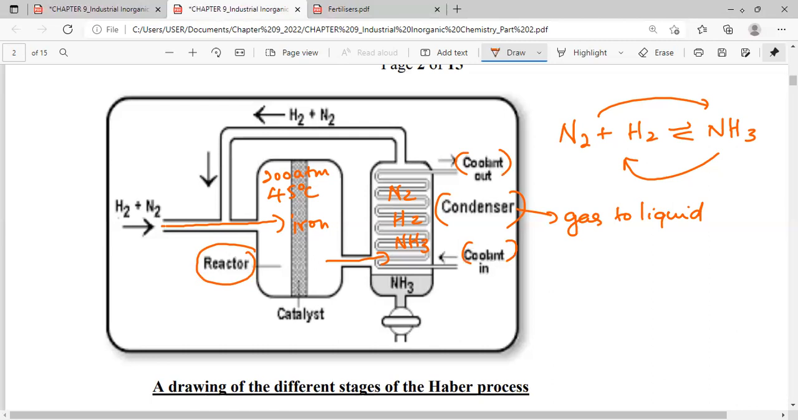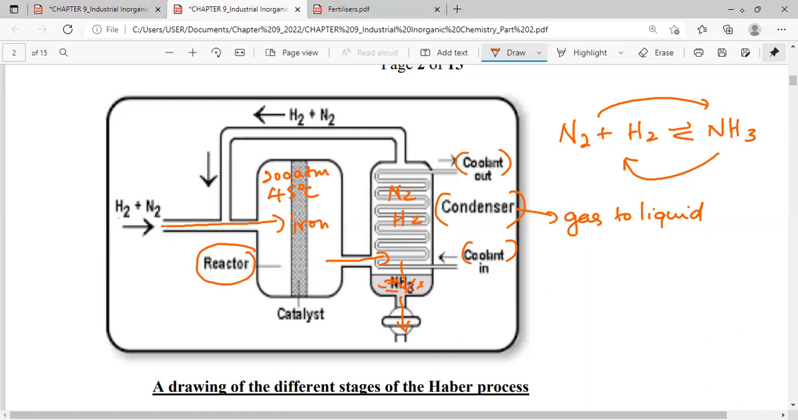So when ammonia is a liquid, what happens? It will come down, isn't it? Ammonia is a liquid, so obviously it is going to come down because of the density. So here the ammonia will collect, and then there's a tap here which can help to remove the ammonia.